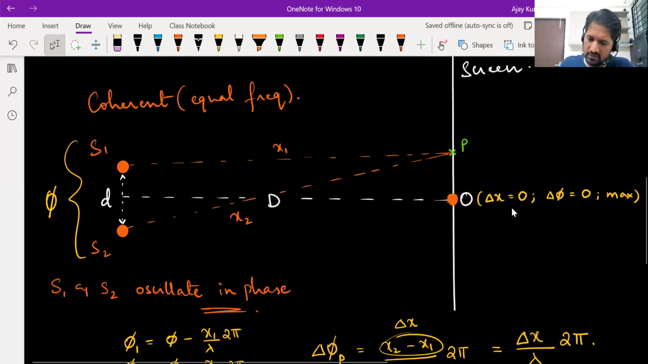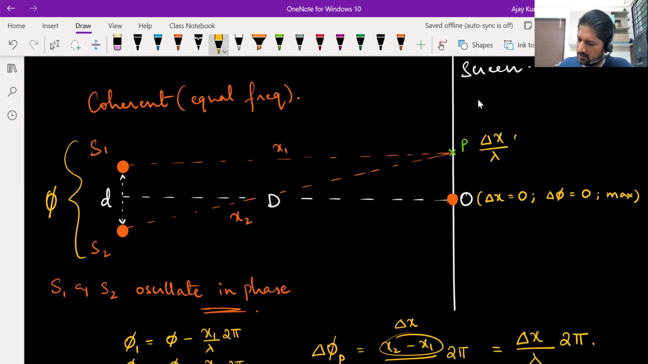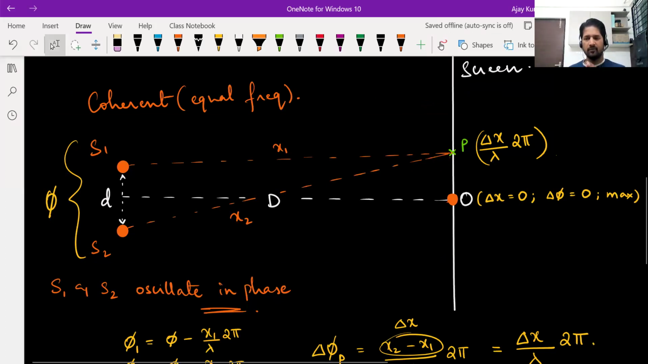Therefore, the phase difference with which they arrive there is delta x divided by lambda into 2 pi. Now, as you keep going away from the point O, this path difference, the extra distance traveled by one wave compared to the other wave, will keep on changing. Now, up to what maximum value can it change?